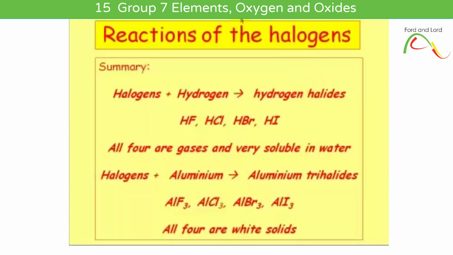Let's just summarise here reactions of halogens. Any halogen plus hydrogen gives what we call the hydrogen halides, and these are HF, HCl, HBr, HI. Now all 4 are gases and are very soluble in water. We've seen this with HCl, for example, for hydrochloric acid. Halogens plus aluminium give what are called the aluminium trihalides: AlF3, AlCl3, AlBr3, AlI3. And all 4 of these are white solids.